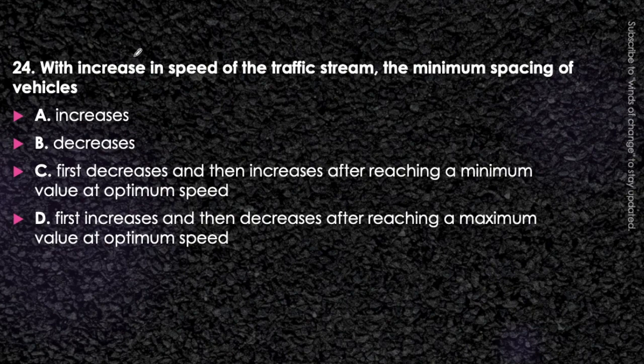Next question. With increase in speed of traffic stream, the minimum spacing of vehicles increases or decreases, first increases and then decreases after reaching a minimum value at optimum speed, or first increases and then decreases after reaching a maximum value at optimum speed. Think about it. We are talking about minimum spacing of vehicles, so this time we are talking about the density. If you increase the density, then spacing will be reduced. If you reduce the density, then the spacing will be increased. So if we increase the speed of traffic stream, what will happen? Let's see. Option A will be the correct answer, that the minimum spacing of the vehicles will increase.